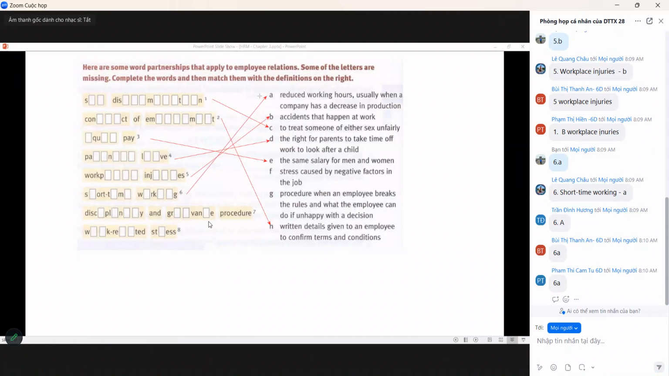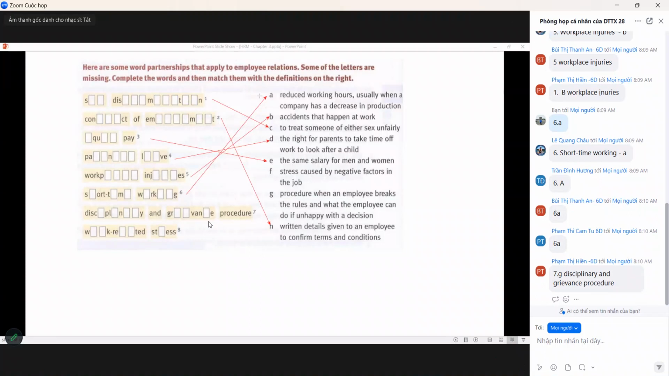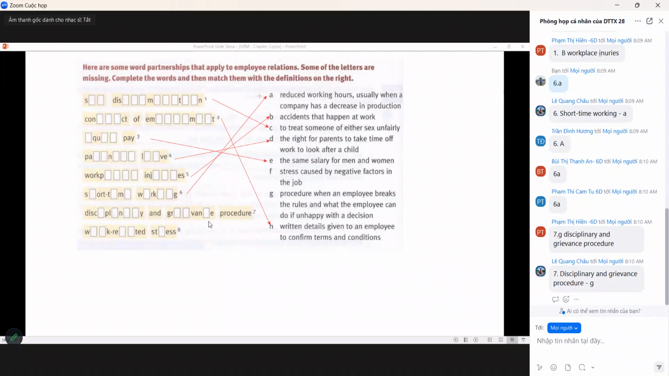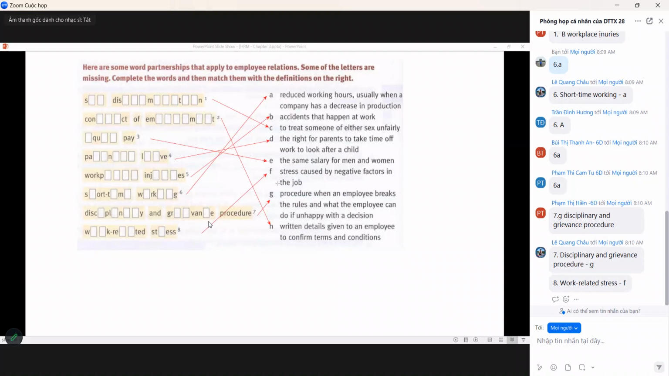7. What is 7? It's a little bit long, right? 7G, procedure when an employee breaks the rules. Disciplinary and grievance procedure. Okay, great. Good job. And the last one. The last one is 8F, but what's the letter there? Work-related stress. Okay, great. Thank you.